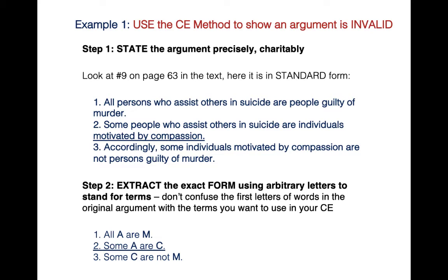Look at number 9 on page 63 in the exercises in the text at the end of chapter 1.5. Here is the argument presented in standard form, where I list the premises and then the conclusion as clearly as possible. This is the first step in exposing the form, creating a substitution instance of that form, presenting a counterexample, and showing there's a problem, that the argument pattern is invalid.